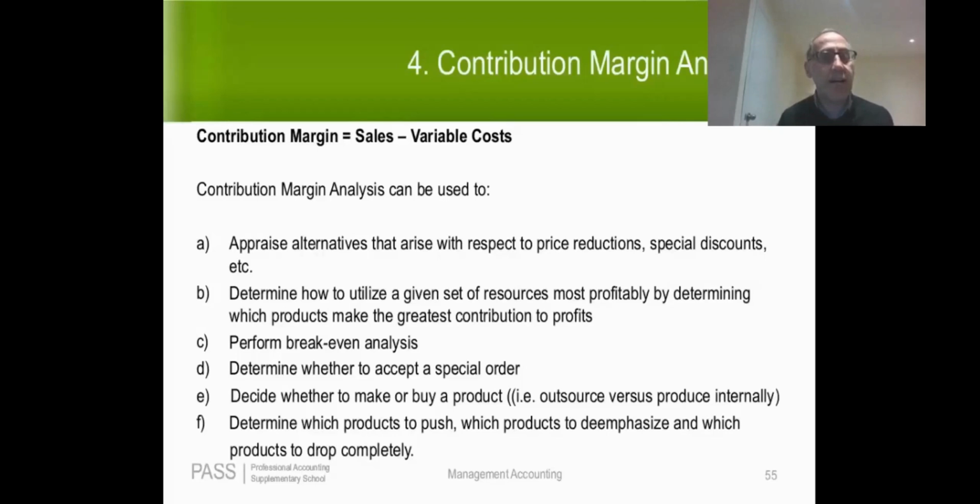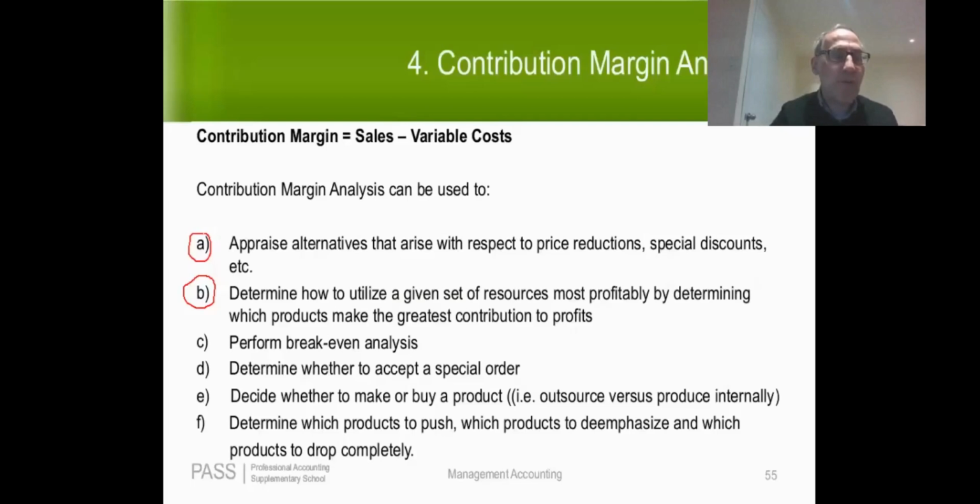Now, contribution margin analysis can be used for a number of applications. To appraise alternatives that arise with respect to price reductions or special discounts, a company's trying to figure out, should they reduce their price, should they offer a special discount? Contribution margin can be a useful technique to make that decision. To determine how to utilize a given set of resources most profitably by determining which products make the greatest contribution to profit. You have a situation where you have a particular resource that is scarce, a limited amount of labor or material that you can obtain, and you want to focus on those products that will allow you to maximize profitability. Contribution margin will be very useful.